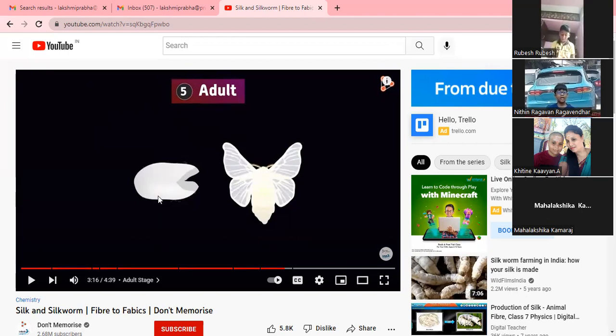So from this, what is obtained? Silk material is being obtained. The silk saree we wear, silk dress, silk pajama, silk kurtis, all these things are obtained from this. Later it will go into an adult moth.